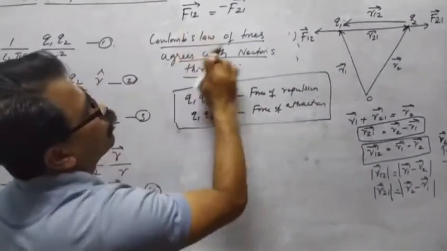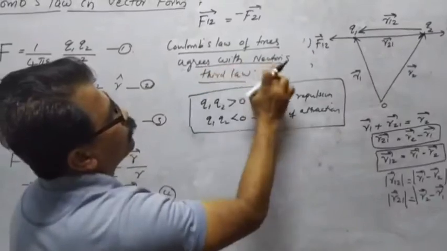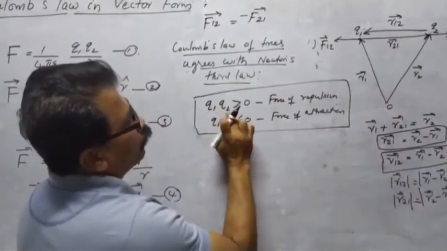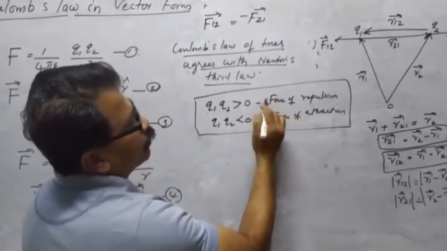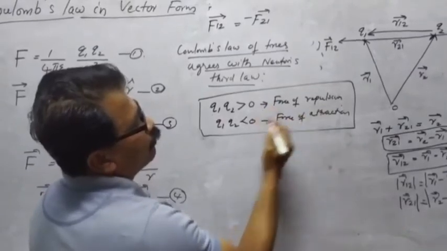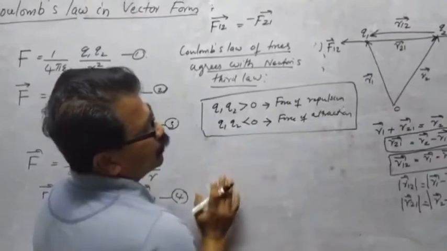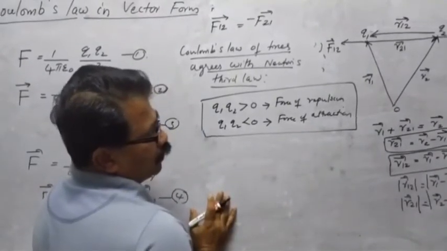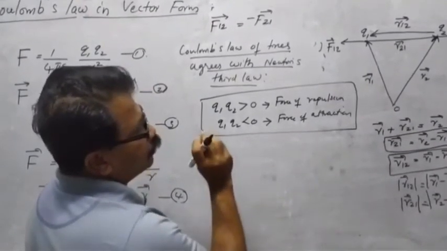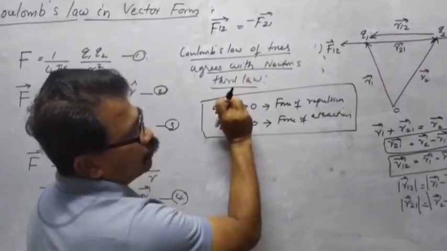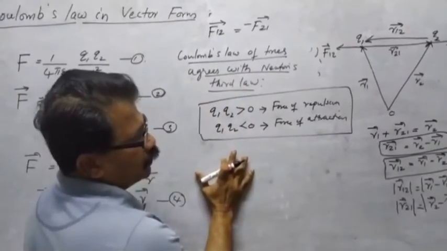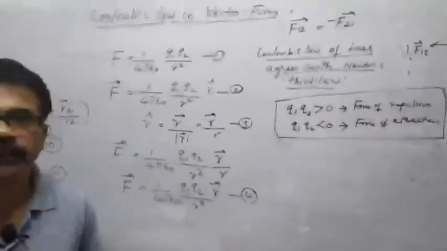One is that Coulomb's law of forces agrees with Newton's third law, and if Q1 Q2 is greater than 0, it is force of repulsion, and if Q1 Q2 is less than 0, it means force of attraction. Also remember that there are no separate equations for the force of attraction and force of repulsion. Okay, thank you, students.